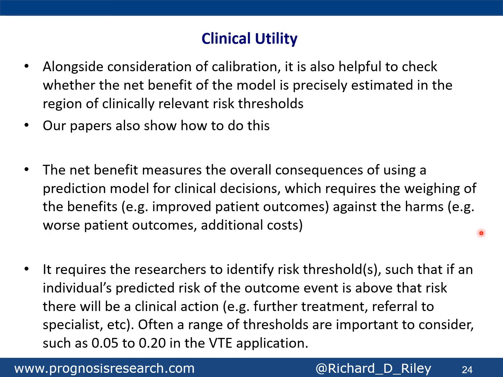And we may do that using the net benefit measure proposed by Andrew Vickers and colleagues. This weighs the benefits against the harms at those particular thresholds that you've chosen based on consultation with clinicians and patients. So in the VTE example, the clinical team suggested that a range of thresholds between about 0.05 and 0.20 would often be used to guide clinical decision making.